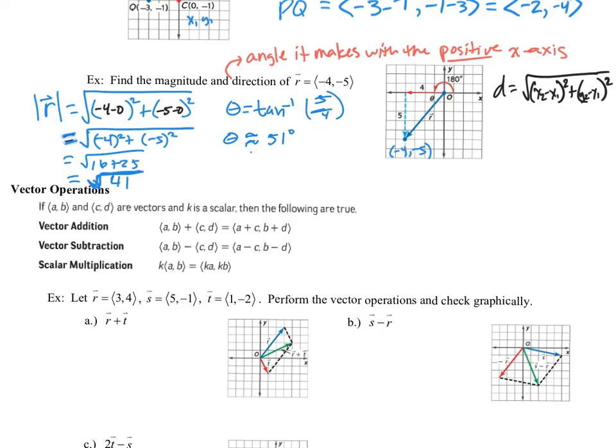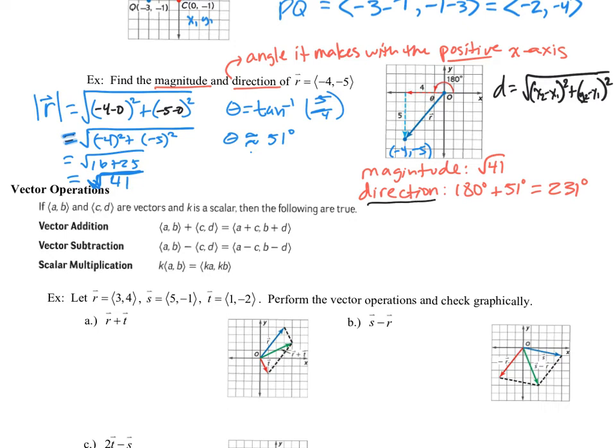Okay, so now let's give our two answers. We were being asked to find two things, magnitude and direction. Magnitude is going to be the length of that vector. So the magnitude was the square root of 41, and then the direction of our vector is going to be how far it's rotated from the positive x-axis. So that's going to be 180 degrees plus theta, which was 51 degrees, for a total of 231 degrees.